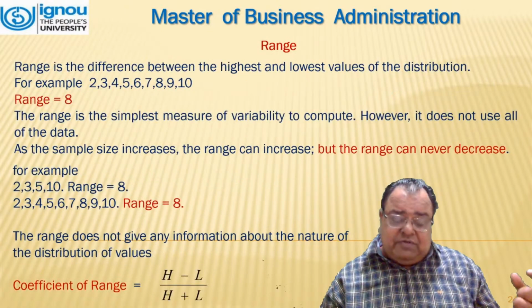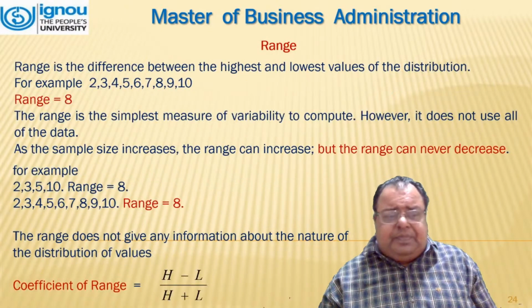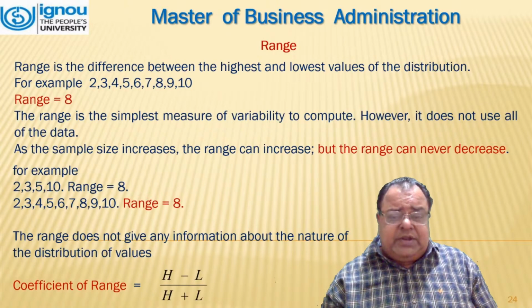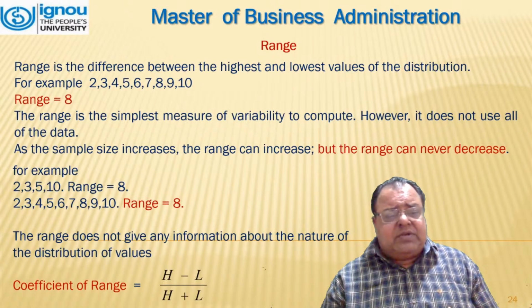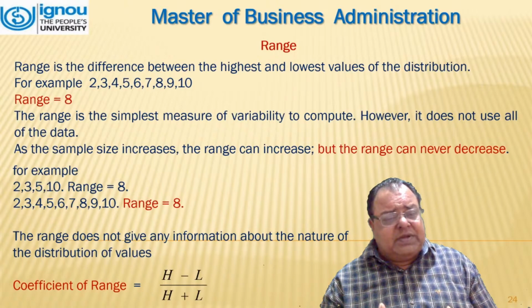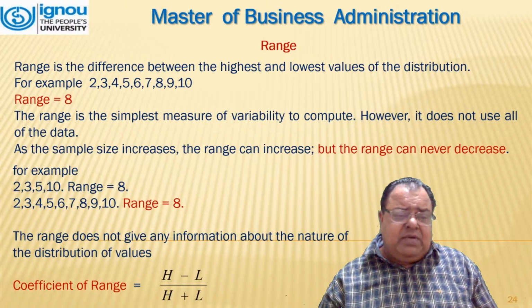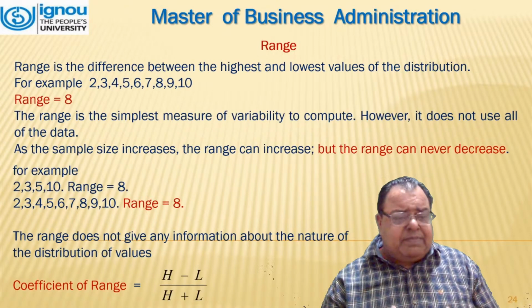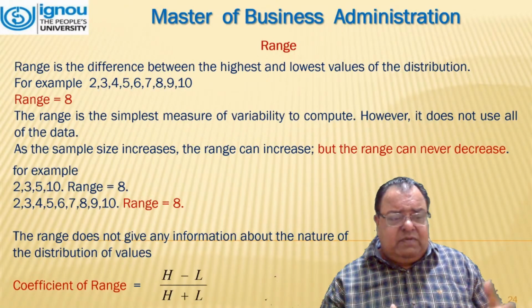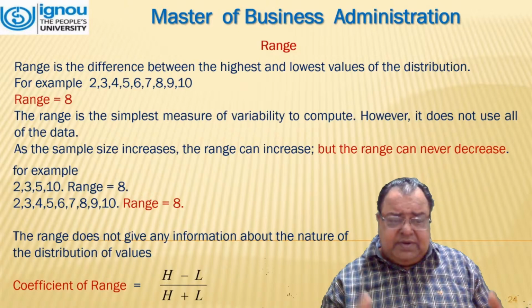We will start with range. Range is the difference between the highest value and the lowest value of the distribution. Suppose we have this data with us: 2, 4, 2, 3, 4, 5, 6, 7, 8, 9, 10. The lowest value is 2 and the highest value is 10. When we subtract 10 minus 2, we get the range as 8.